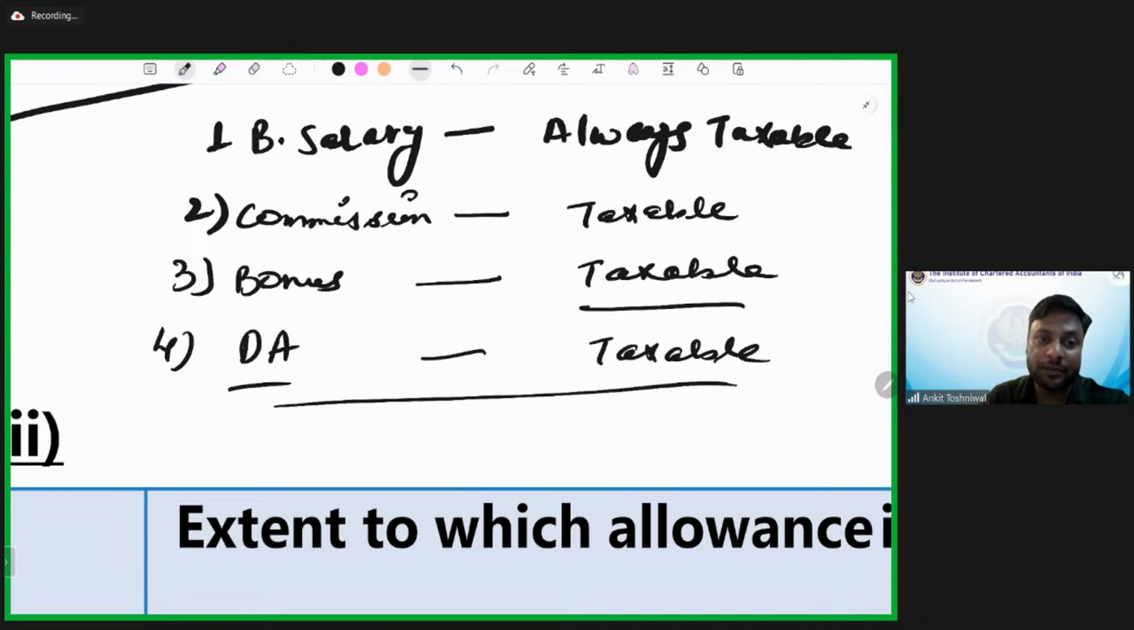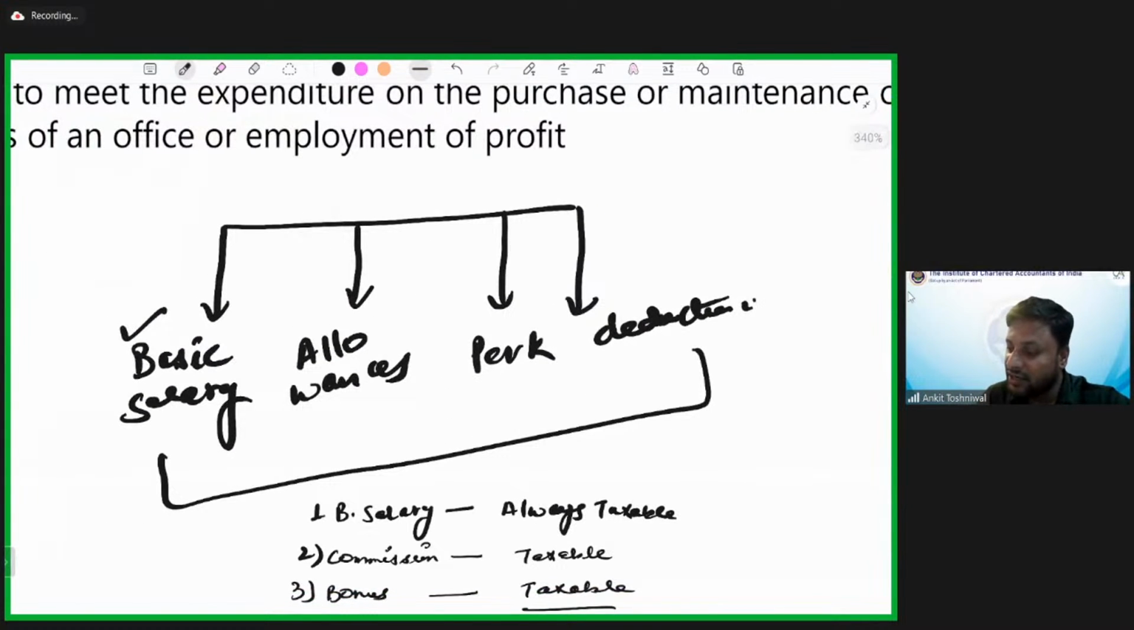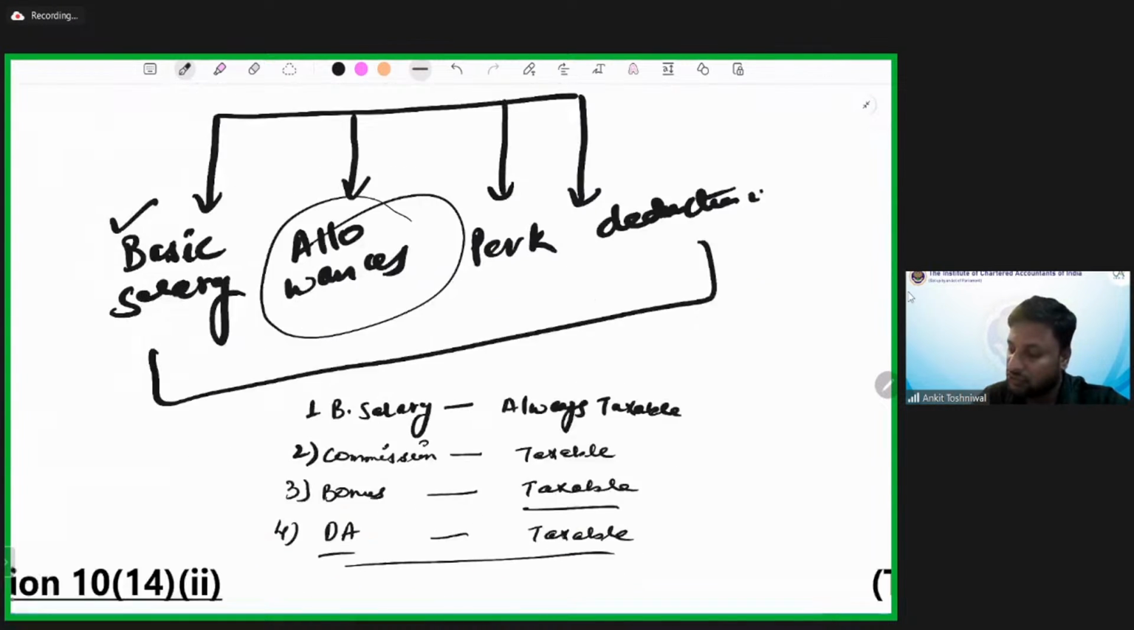I will not repeat it again. Basic salary, 100% taxable. Commission, 100% taxable. Bonus, 100% taxable. Dearness allowance, 100% taxable. Right? So, I will give a little bit understanding of allowances. Shall we?